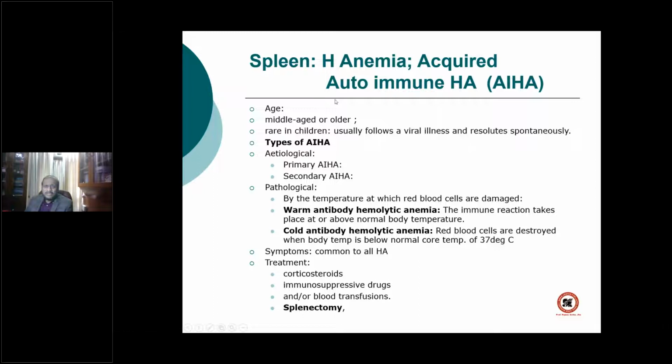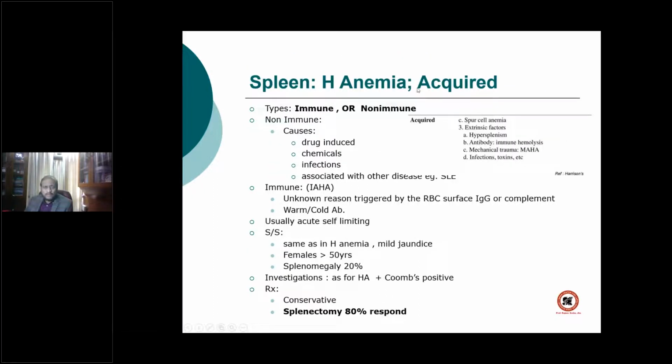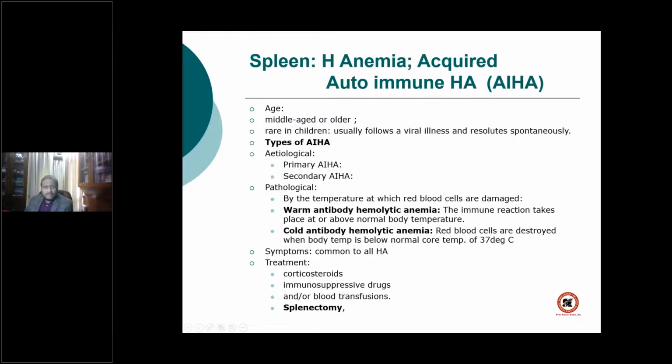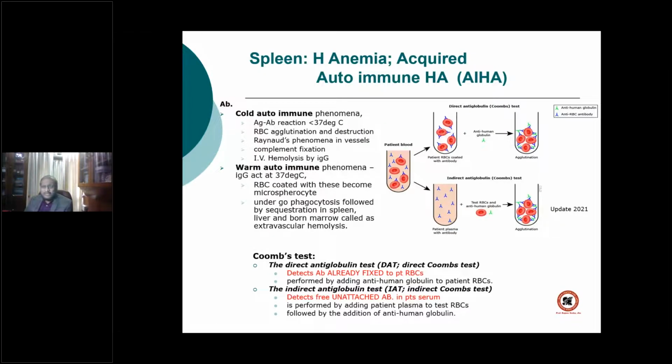And when I talk about the immune autoimmune variety, it's again two types, one primary and number two secondary. Now symptoms are similar. Treatment of any autoimmune hemolytic anemia has to be steroids, immunosuppressive therapy, or blood transfusion, and then of course splenectomy. What is a cold antibody and warm antibody? Just a slide to help you remember what these are. But this is a slide which tells you what a direct and indirect Coombs test is.